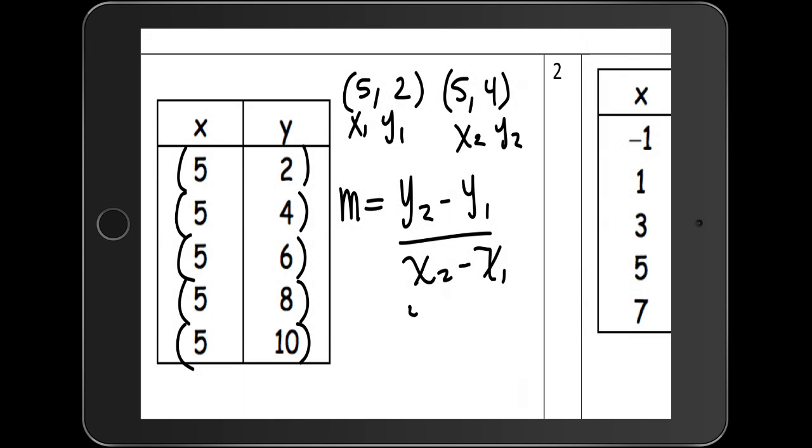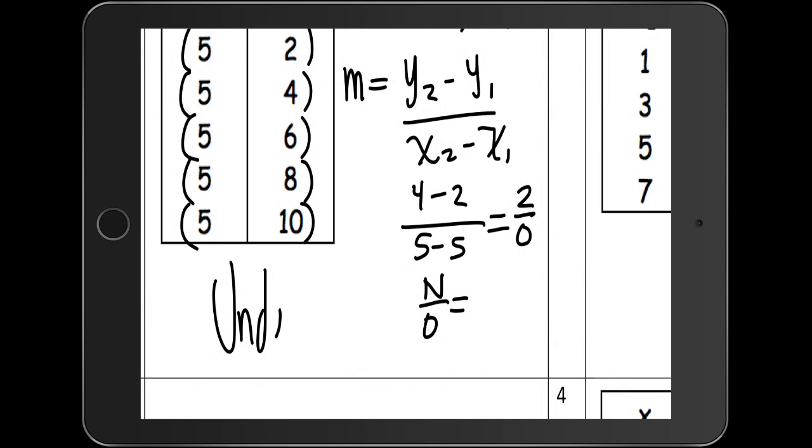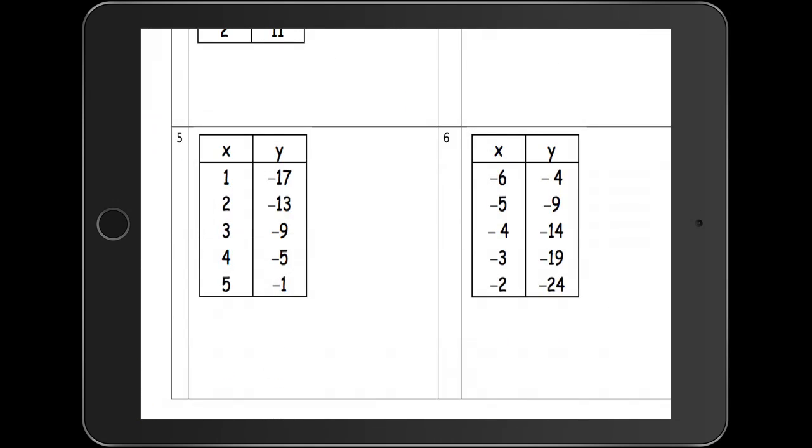Okay, so now I'm going to plug in my values. y2 was 4, so 4 minus 2. x2 was 5, so 5 minus 5. You can probably see what's happening here. 4 minus 2 gives me 2, but 5 minus 5 gives me 0. And that's right, we cannot divide by 0, which means that the slope here is actually undefined. That's it.